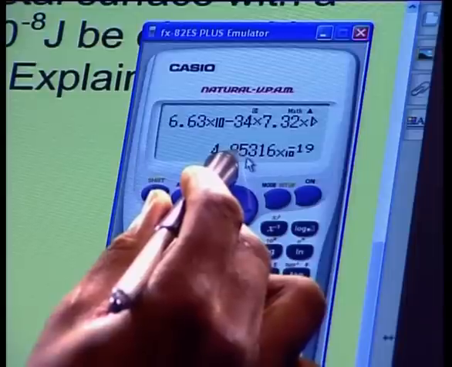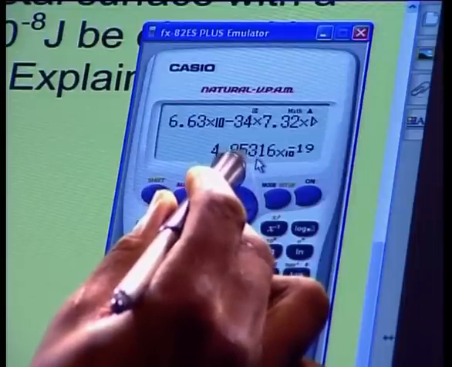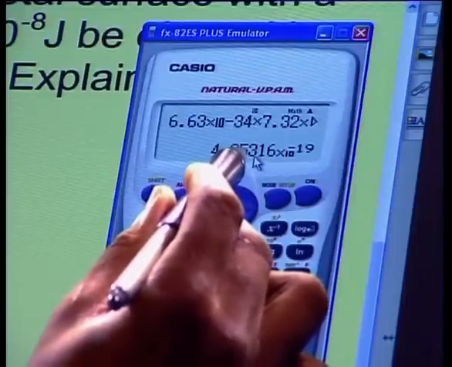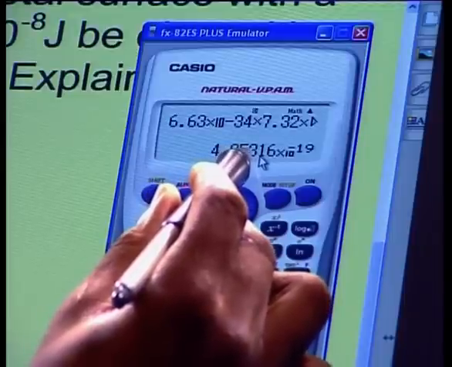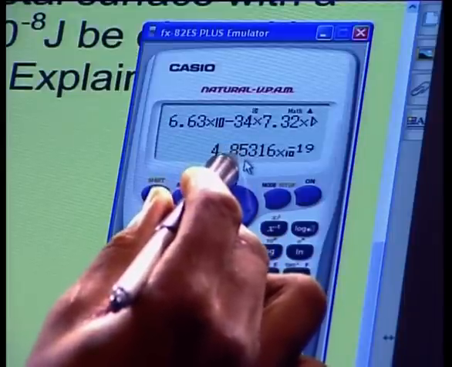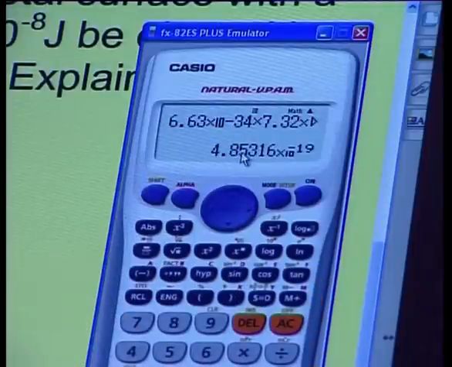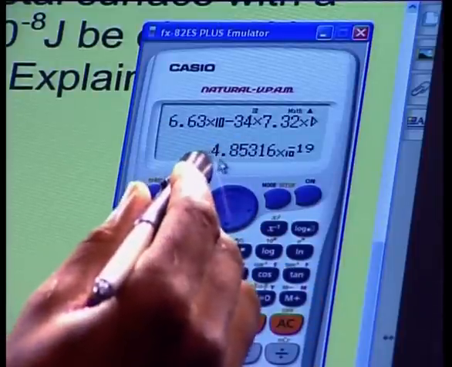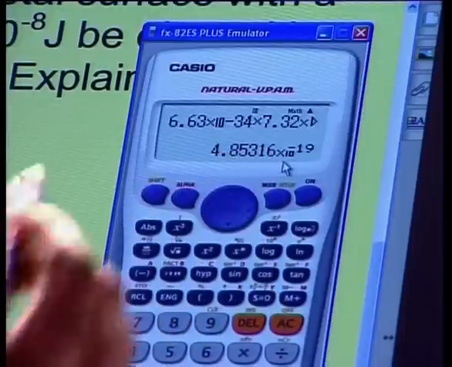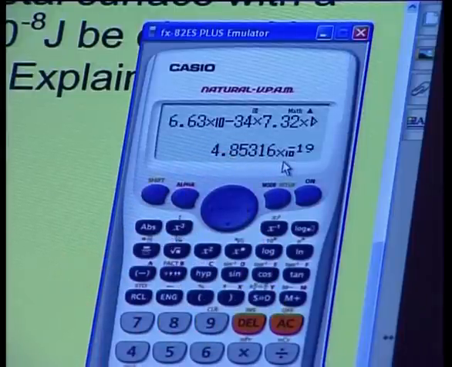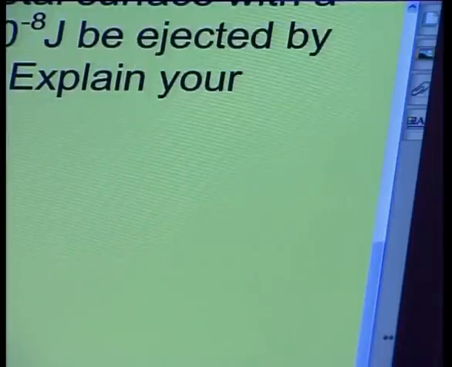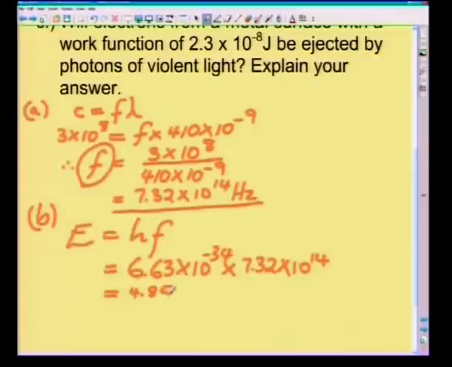Now look at this. Just after my second decimal place, I've got 3. 3 is far less than 5. If it's 4 and below, I'm not going to change the 5 there. The 5 is not affected when I round off. So this answer will be 4.85 by 10 to the power minus 19 joules of energy.